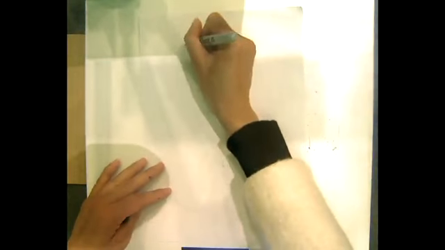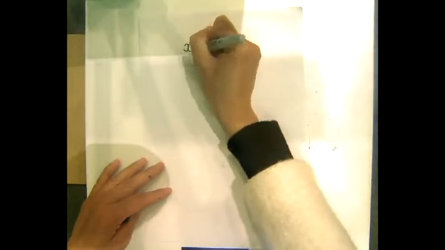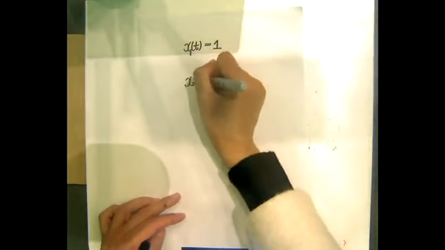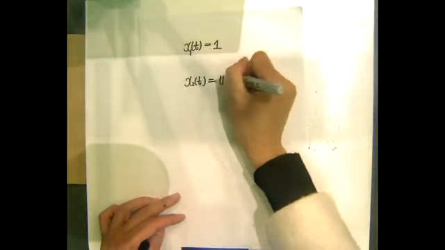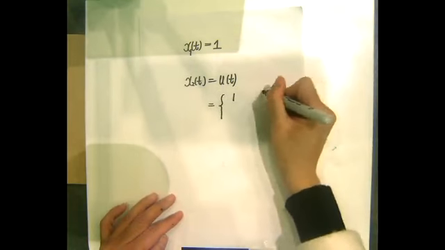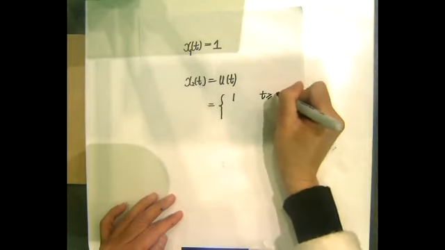Okay, let's look at my x1(t) equal to 1, and my x2(t) equal to u(t). So what's a step signal? It is 0 for t less than 0, and 1 for t larger than or equal to 0.